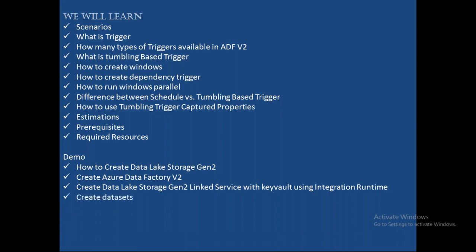Okay, next, create data sets. We are going to create data sets, create a pipeline, and run the pipeline with tumbling trigger. We are going to run this pipeline with the trigger. Now we are not going to run the pipeline manually.